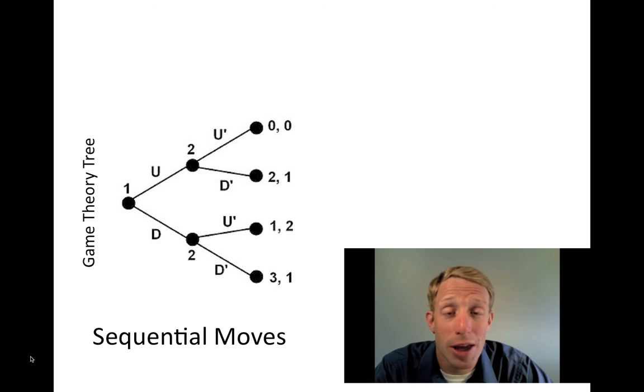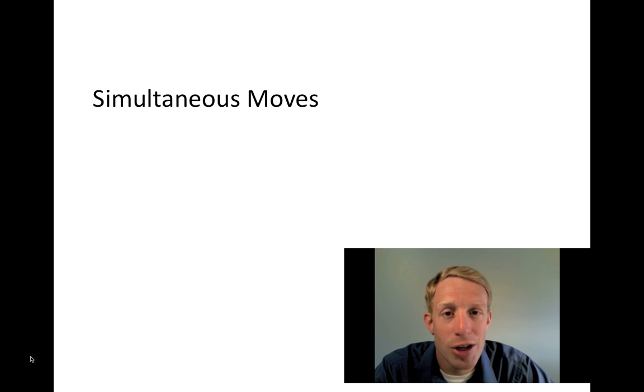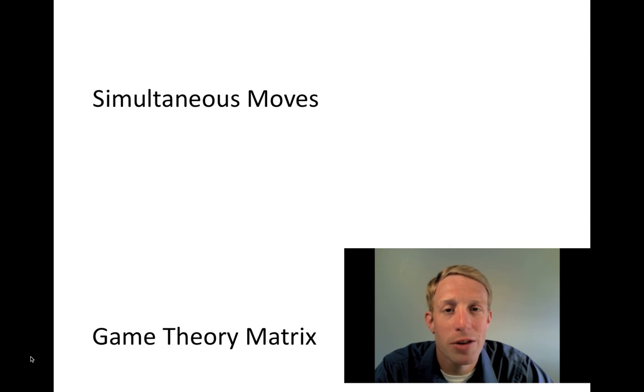Another way to look at the games would be if you have a simultaneous move where both players make their choices at the same time. Often these moves are illustrated in what's called a game theory matrix. A matrix is just a box where the players, their strategies, and their payoffs are all illustrated in one relatively simple setting.